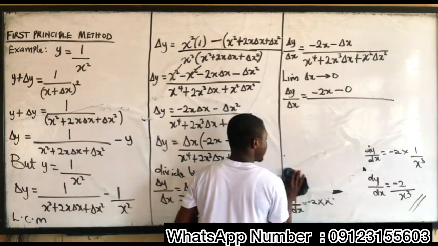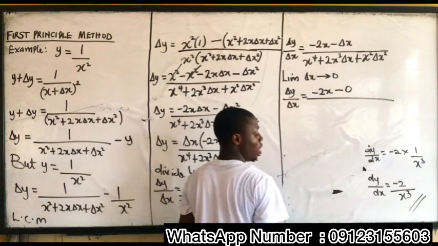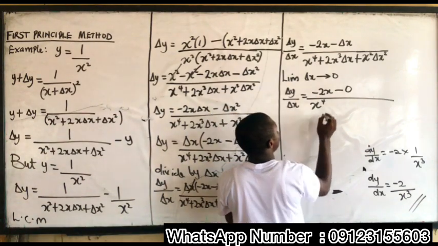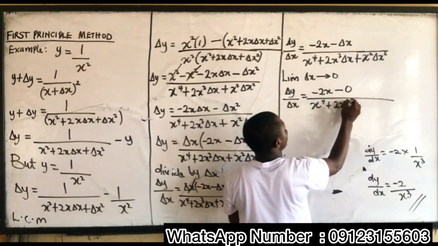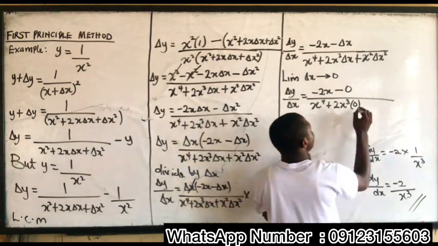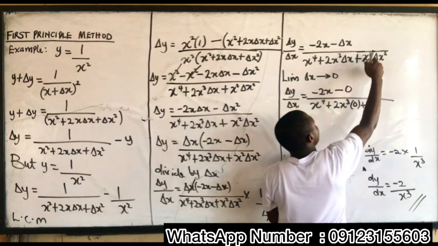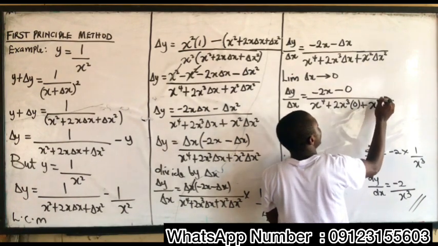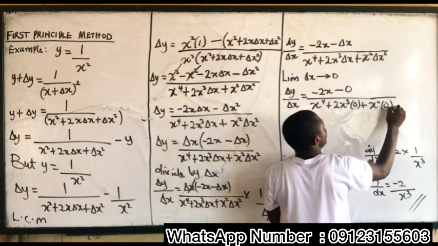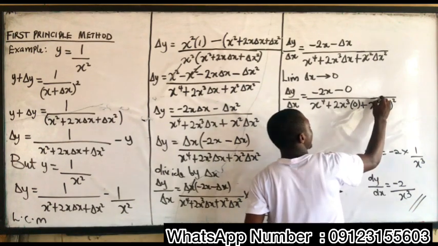Now listen, at this point, over x to the power 4 plus 2x cubed, change in x to what now? 0. I'm off with this. Plus x squared, change in x squared becomes 0 to the power 2. Right? So I have this.